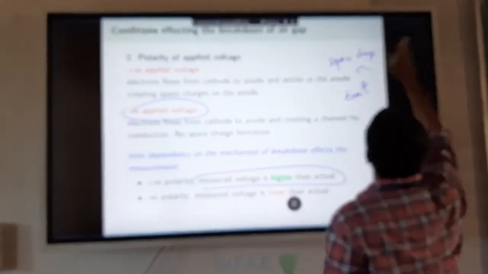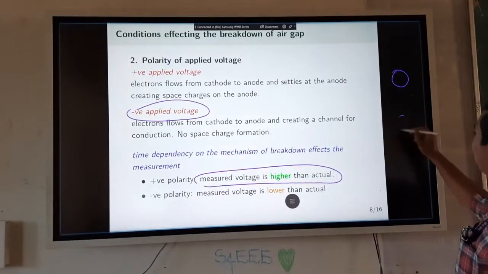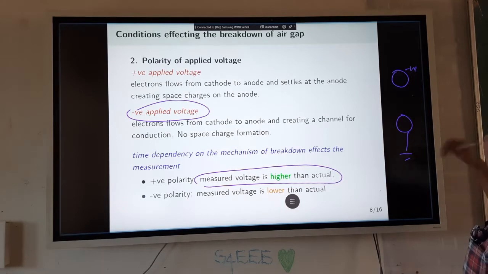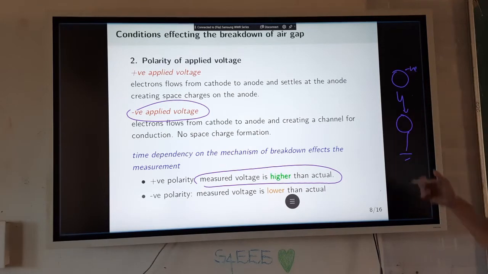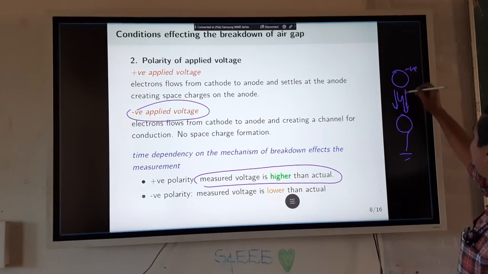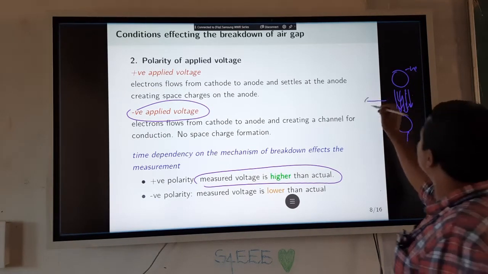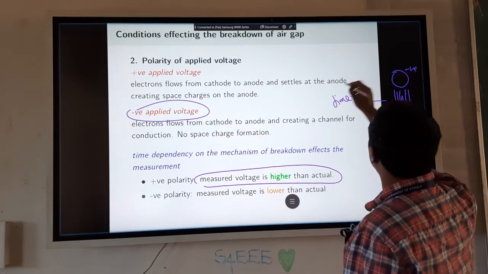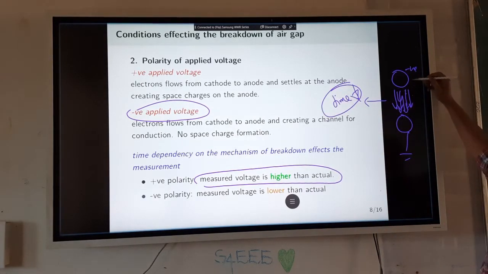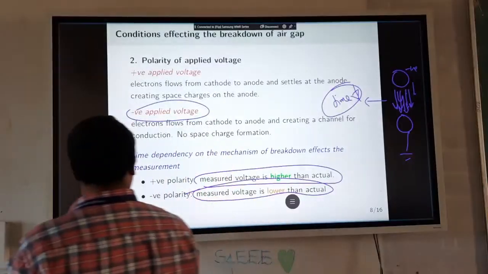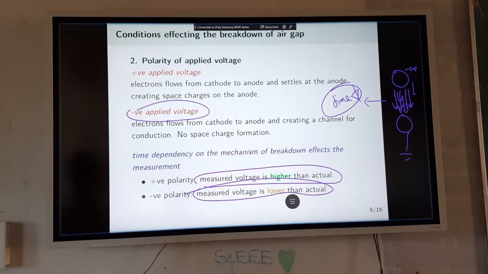And for the negative polarity, let us see what happens. Again you have a sphere gap, here you apply negative voltage, and this is ground. Electrons will flow to ground like this, and there is no space charge formation. With that, a channel of electron flow is created. That is why the process time is comparatively lesser and the breakdown occurs much faster as you move the spheres, so the measured voltage is lower than the actual value. So this is about the polarity of the applied voltage.